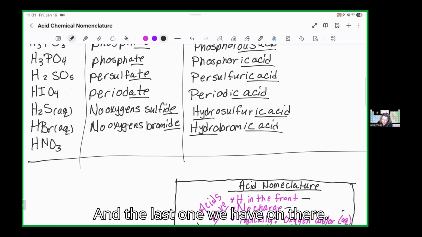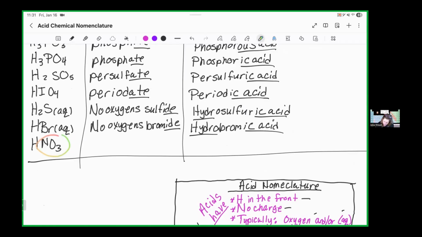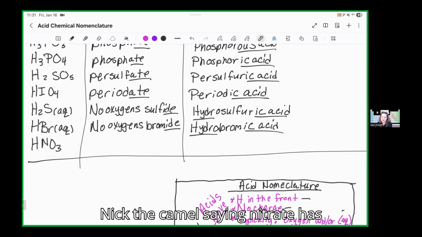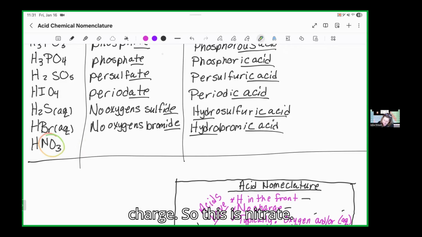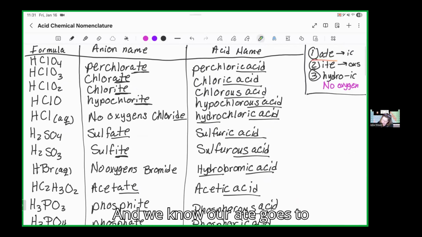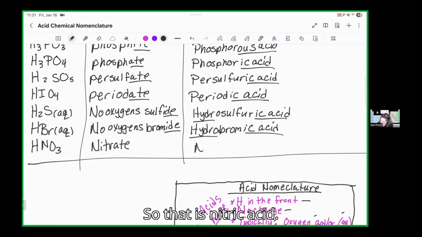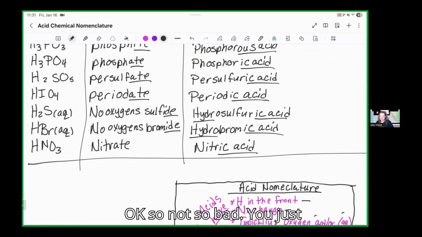And the last one we have on there, we know from Nick in our Nick the Camel saying, nitrate has 3 oxygens and a 1 negative charge, so this is nitrate. And we know our ate goes to ic acid, so that is nitric acid. Okay, so not so bad.